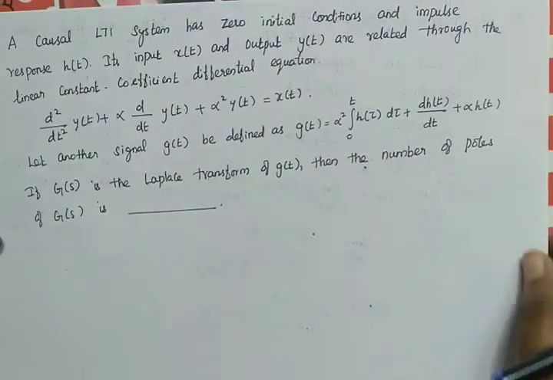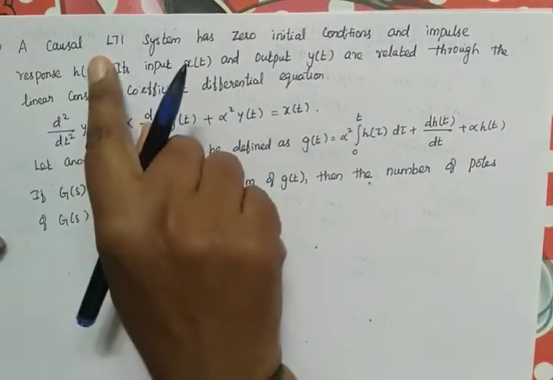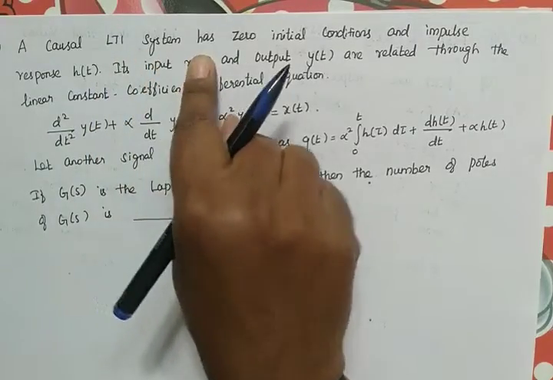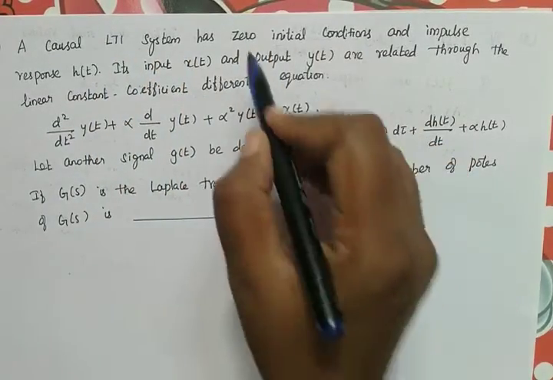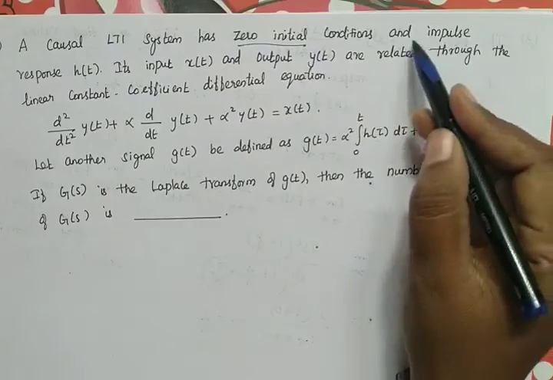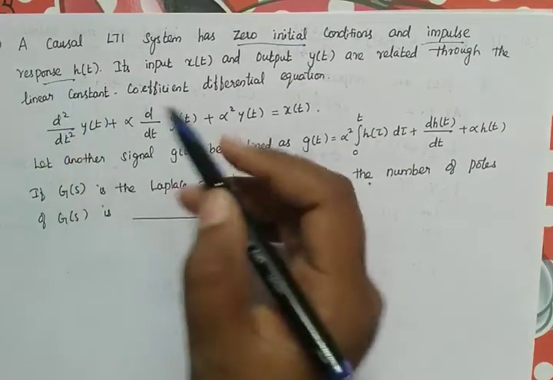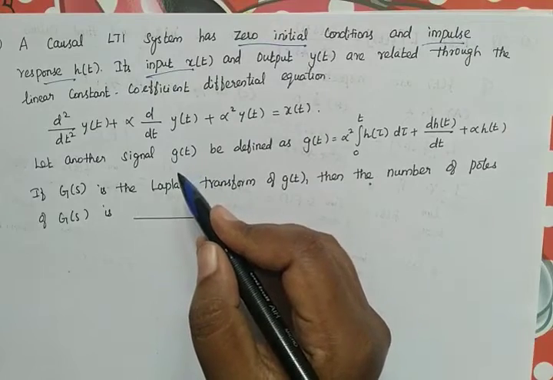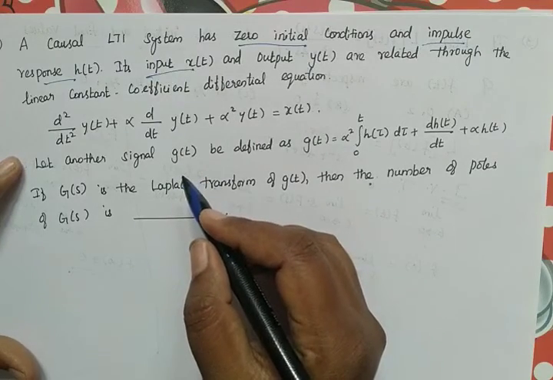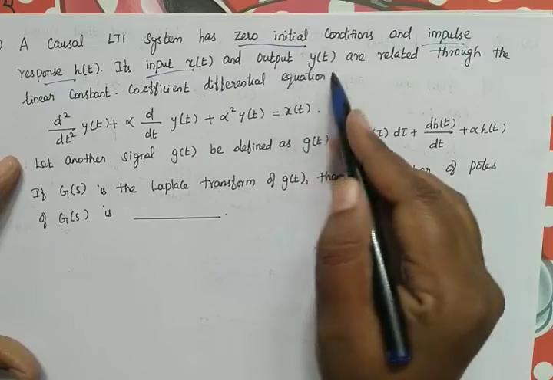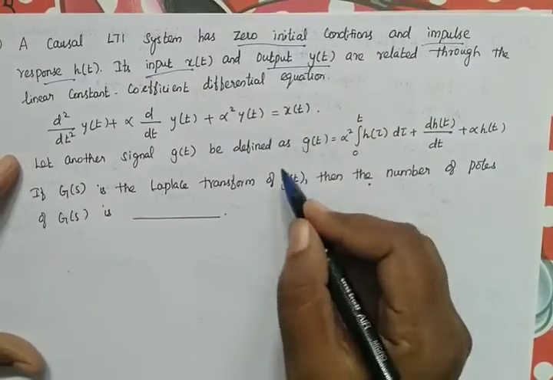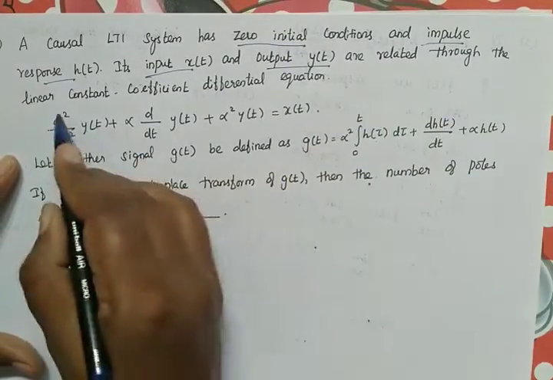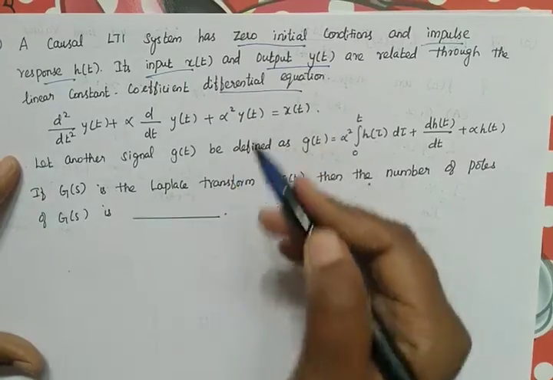A causal linear time-invariant system has zero initial conditions and impulse response h(t). Its input is x(t), and its output is y(t). They are related through the linear constant coefficient differential equation.